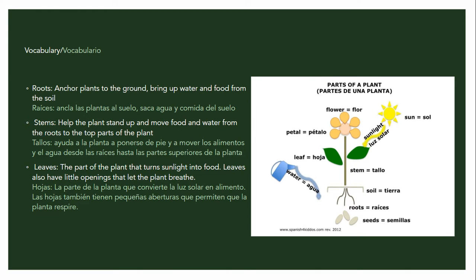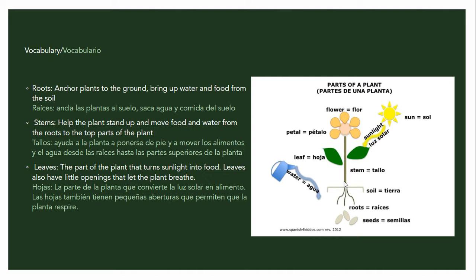Roots anchor plants to the ground and bring water and food up from the soil. These are the roots. Stems help the plant stand up and move the food and water from the roots to the top of the plant. This is the stem.